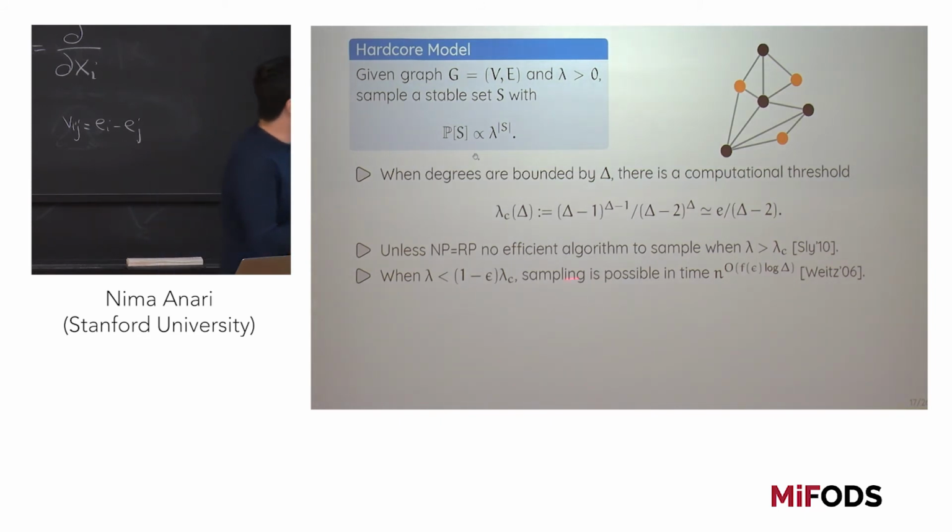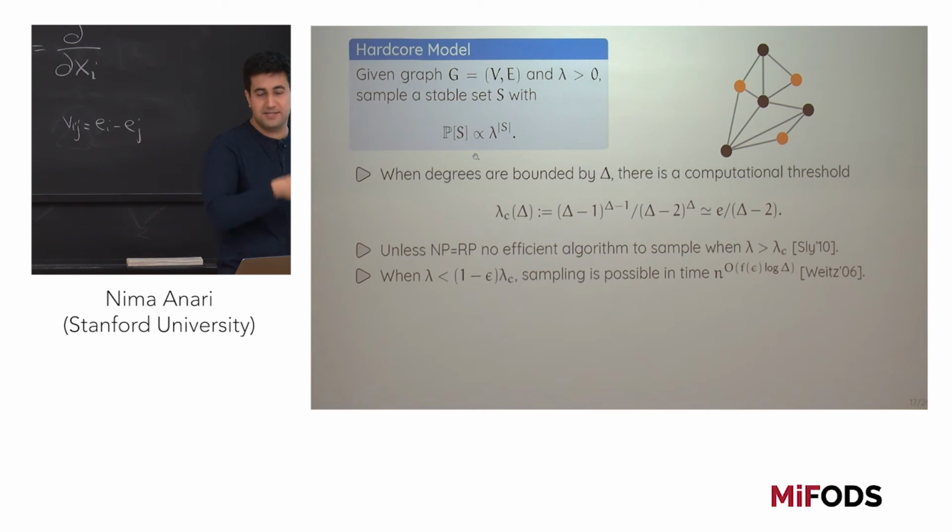Roughly speaking, Weitz's algorithm corresponds to this. For a vertex, Weitz would just look at a neighborhood of roughly this distance of that vertex, and because correlations are decaying with respect to the distances in the graph, what happens outside of this neighborhood of a vertex doesn't really affect the probability of this vertex being inside your set or not that much.